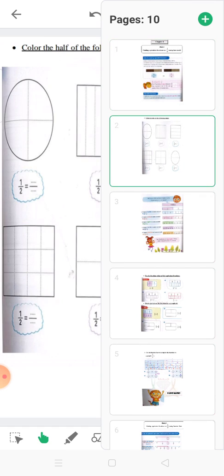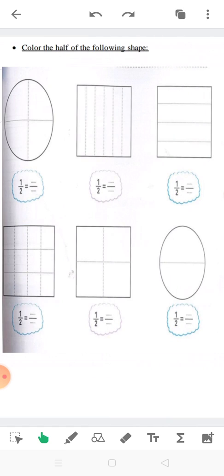Okay, let's see the next. Color the half of the following shape. Look here. In order to get the half of this, we should count how many parts we have. This is 1, 2, 3, and 4. So we'll write 4 in the bottom. And I will divide or cut the 4 parts into half.